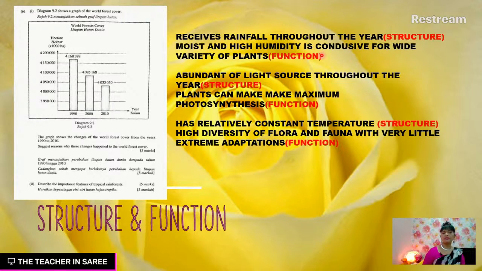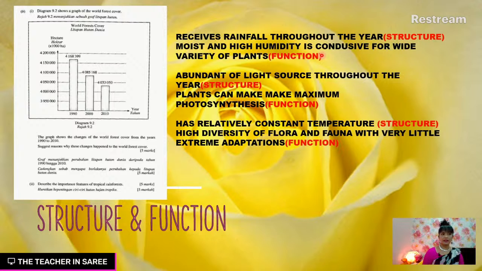Then it receives an abundant light source throughout the year. That means all year round you are going to have a fantastic light source. So how does it help the function? This will help the plants to make maximum photosynthesis. Not every plant is blessed to be like this. It all depends on their area. If you are in the Arctic and you're facing winter, that is the worst place to live in as a plant, isn't it?